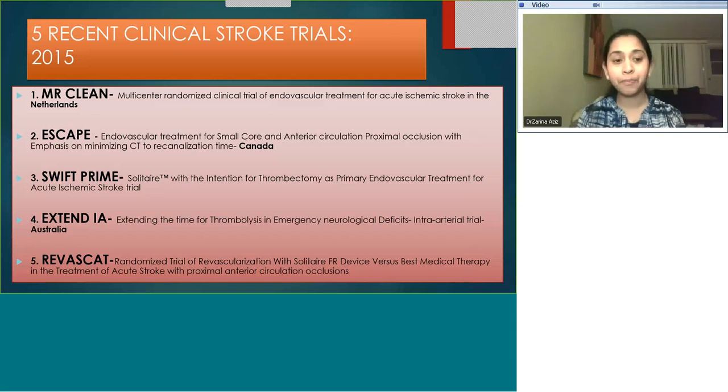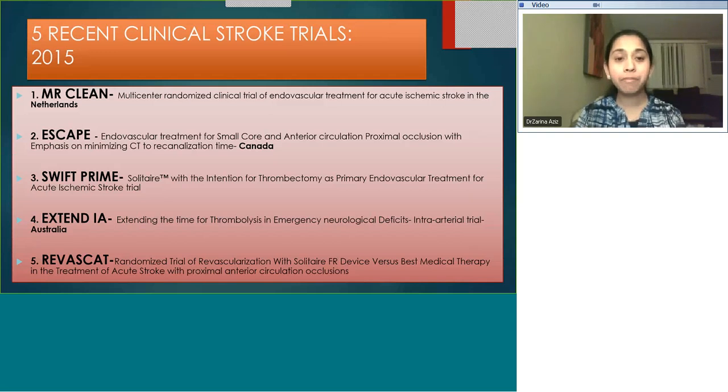paper is MR CLEAN. This was done in the Netherlands. This was a multi-center randomized clinical trial of endovascular treatment of acute ischemic stroke. ESCAPE. This is the study which was carried out at my center in Canada, on endovascular treatment of small core anterior circulation proximal occlusion with emphasis on minimizing CT to recanalization time. That is ESCAPE. And the other 3 important studies worth mentioning are SWIFT PRIME, EXTEND-IA, and REVASCAT.